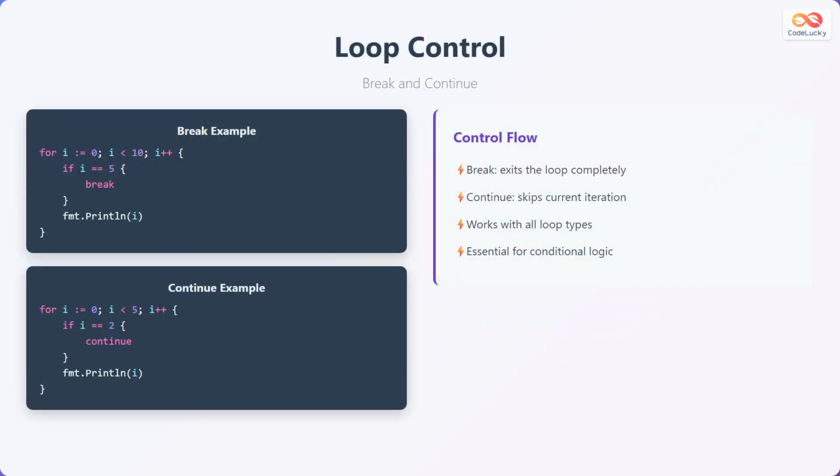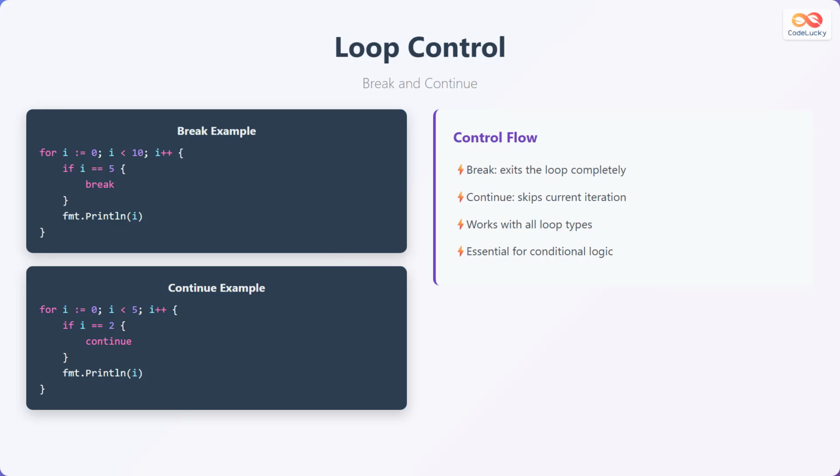Go provides break and continue statements to control loop execution. The break statement exits the loop completely, while the continue statement skips the current iteration and proceeds to the next one. Here is an example of break. for i := 0; i < 10; i++ { if i == 5 { break } fmt.Println(i) }.